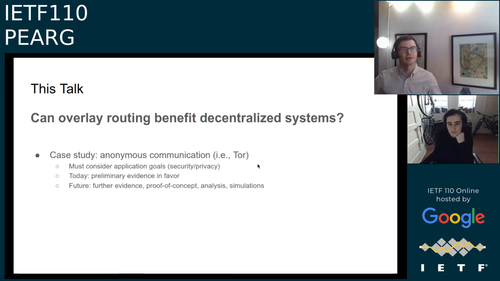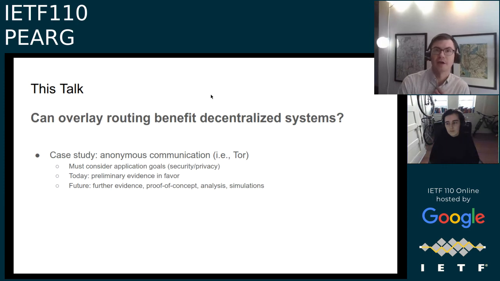So the primary question we're trying to address is, can overlay routing benefit decentralized systems? And we'll go into more detail about what all of that means. But the main question is, there's a technique used on the internet called overlay routing, primarily by CDNs. And we would like to get some of those benefits of that technique outside of the CDN context. And so we're doing a case study on anonymous communication. And when one wants to do a case study on real deployed anonymous communication, you basically have one choice. It's Tor. Anonymous in the sense of metadata hiding, not end-to-end encryption a la Signal.